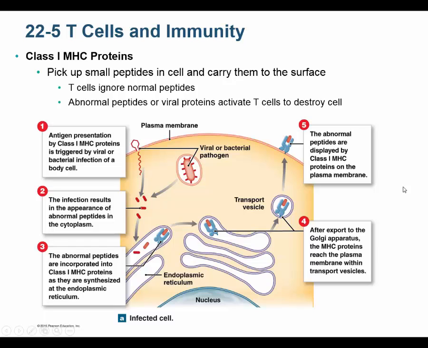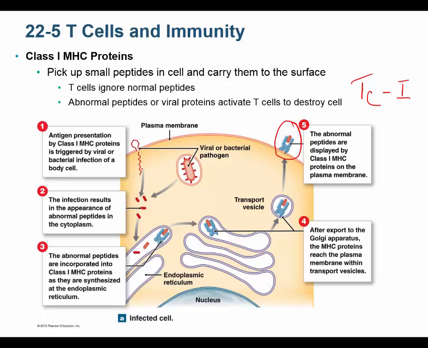All right, this is showing you what happens when class 1 MHC molecules are used in antigen presentation. First of all, the big difference here is this. When class 1 MHC is used in antigen presentation, the only cell that's going to react to this is a T cytotoxic. T cytotoxics react to class 1 MHC molecules. That's what they do. So that's what's going to attack this cell if it's presented with class 1 MHC.